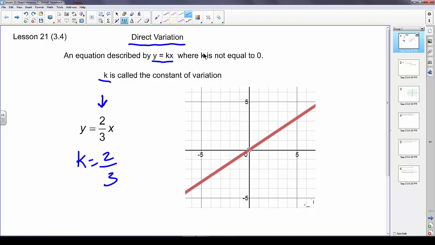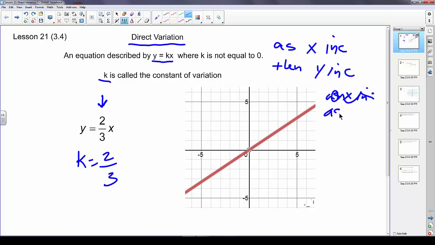Another way to talk about direct variation means as x increases, then y increases, or as x decreases, y decreases. And we can see that in our next slide.